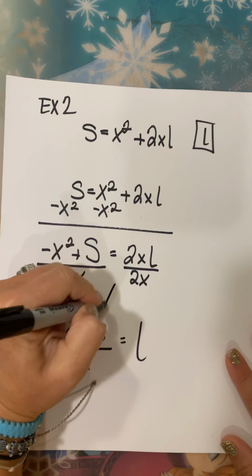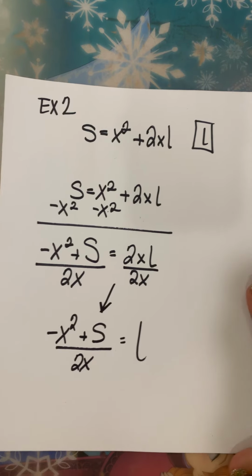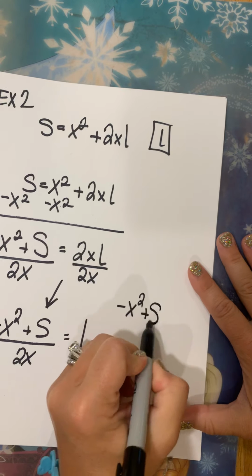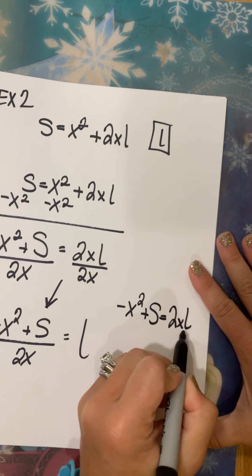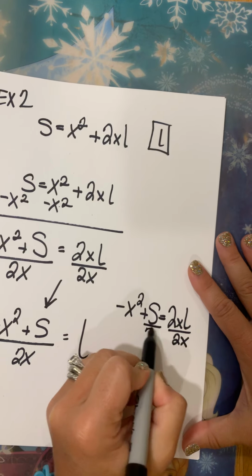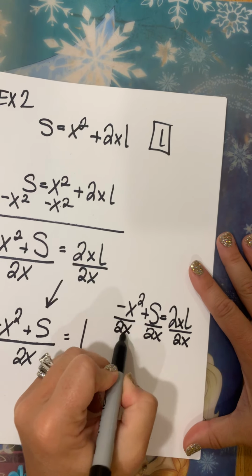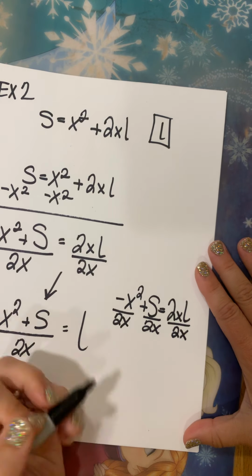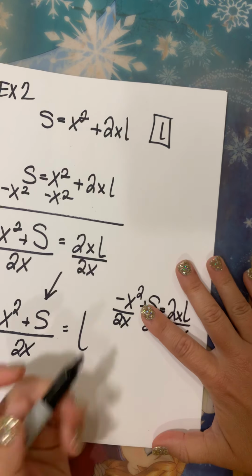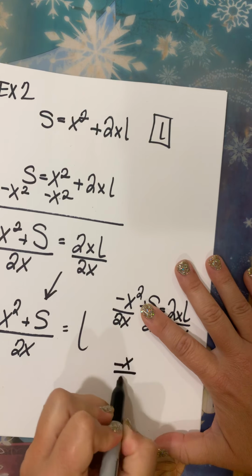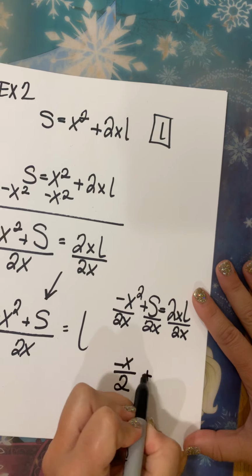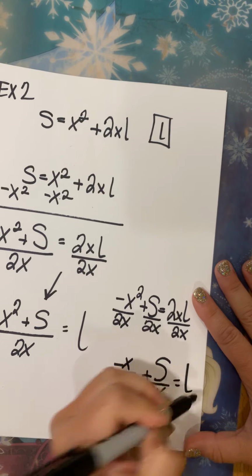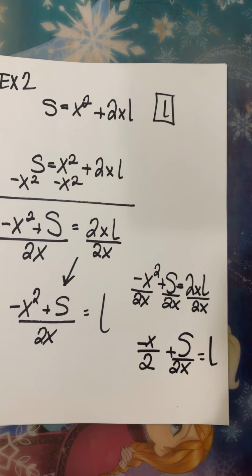Let's look at this as option 1. The other option would have been negative x squared plus s equals 2xl. I'm dividing this by 2x, this by 2x, and that by 2x. That's going to allow them to simplify. So my other option here, and another thing that I would take as an answer, would have been negative x over 2 plus s over 2x equals L. So I would take either of those.